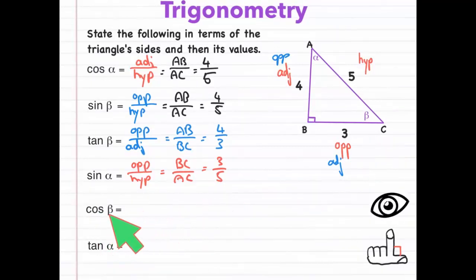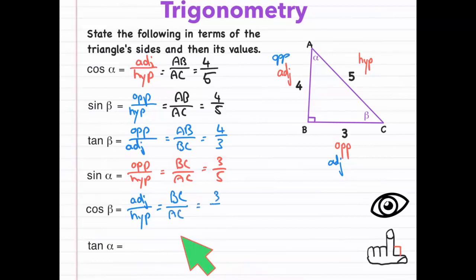The cosine of beta. We're viewing it from this side again, so we're looking at the blue ones. And what is the cosine of any angle expressed as ratios of sides? It's always my adjacent divided by my hypotenuse, right? So my adjacent for beta is BC. So we can write here that this is BC divided by the hypotenuse, AC, which is 5, right? So it will be 3 over 5. And again, look, the cosine of beta is 3 over 5, but the sine of alpha is also 3 over 5. Now, how about the last one?